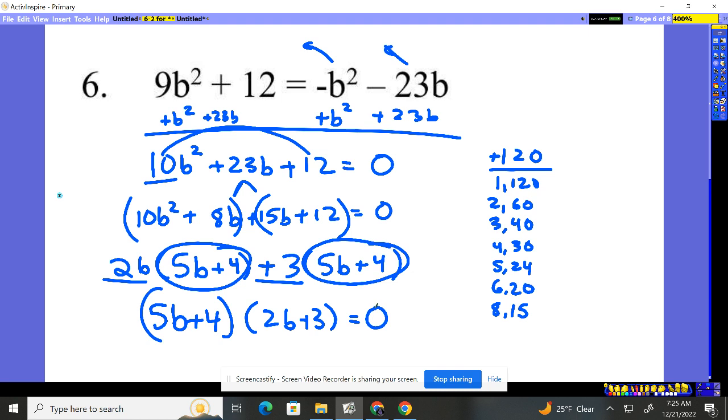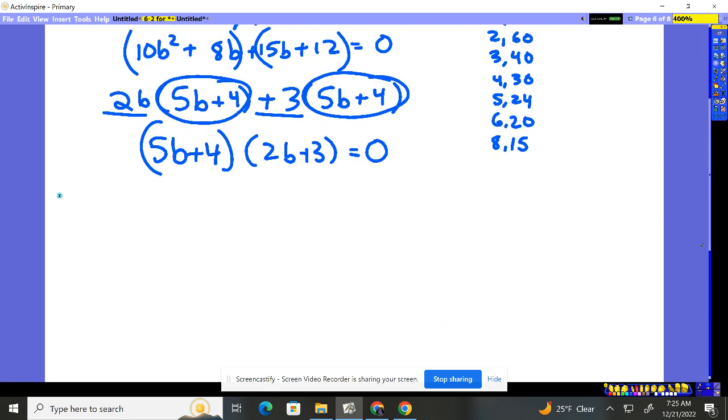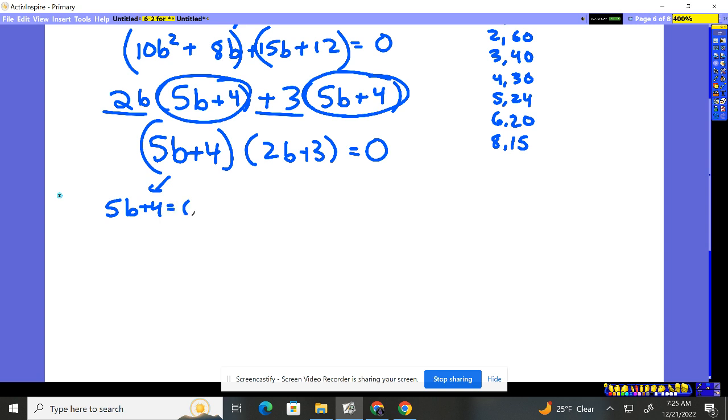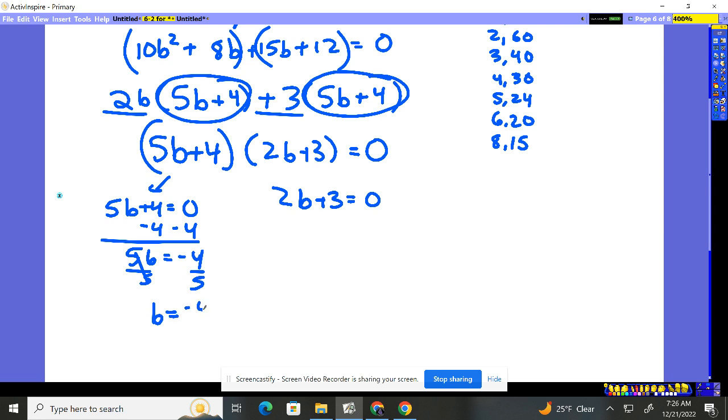So we now have what we want. That's the hardest part. Now we simply set this piece equal to 0 and solve it. I set 5b plus 4 equal to 0. Subtract 4, which is not going to be pretty: 5b is equal to negative 4. Divide by 5, divide by 5. b is negative 4/5, negative 0.8.